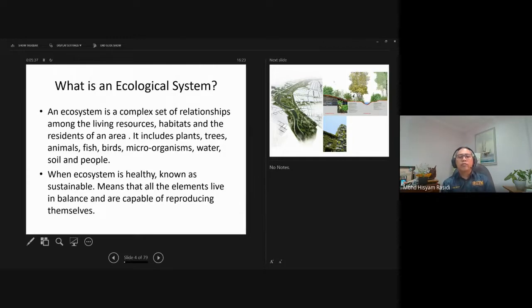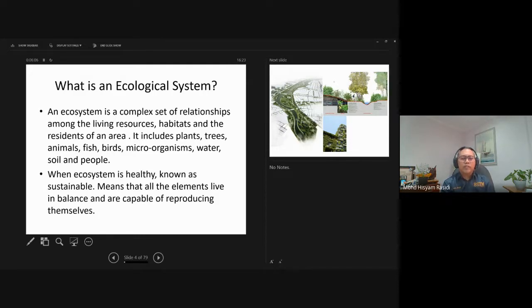That's why we need to look at a bigger scale. It's not just about animals, not just about habitat, but it also needs to cover, for example, soil, isn't it? Geology, microorganisms. So all living things in the world. When the ecosystem is healthy, it will give a direct impact to what we talk about as sustainability.